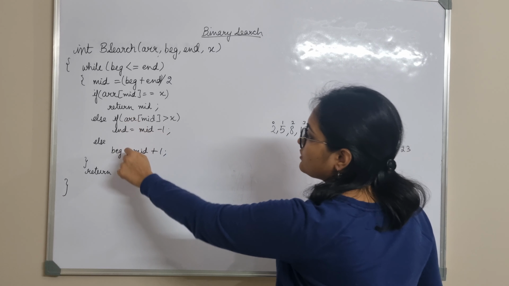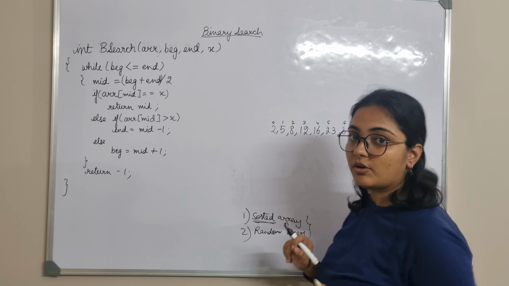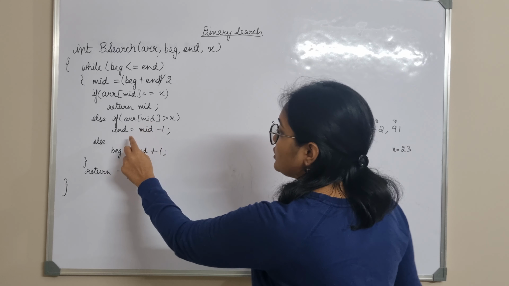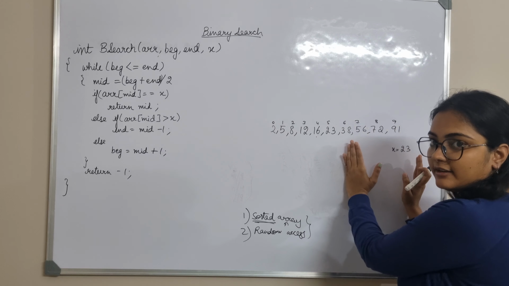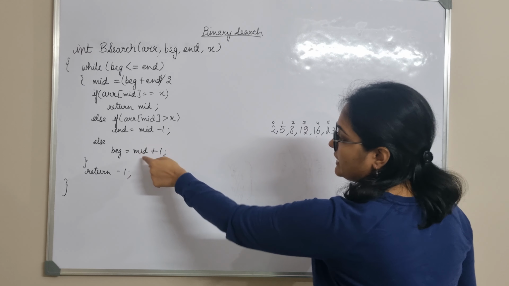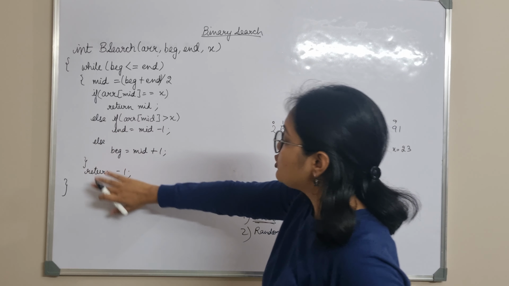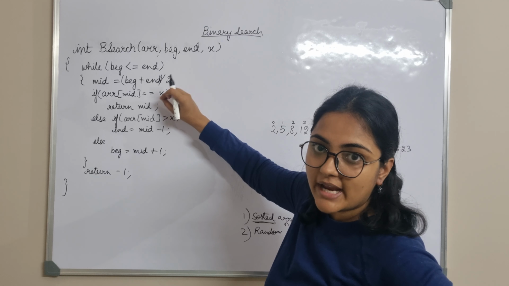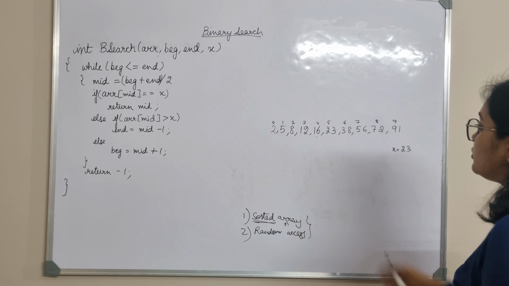So what are these two conditions doing? If the middle element is the element that we are looking for, if it is found, then done. Otherwise you reduce the search space. What do you do? Either go to the left hand side or go to the right hand side. Either beg is equal to mid plus 1 or end is equal to mid minus 1. And if this loop is ending, no mid is found and the element is not found, then return minus 1.